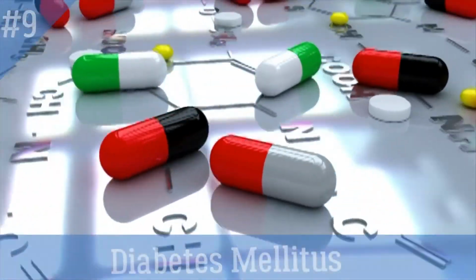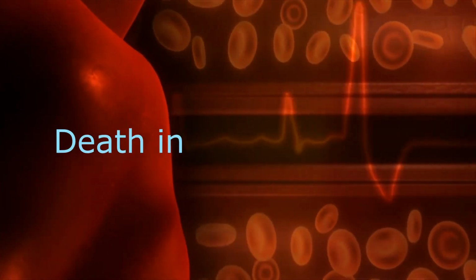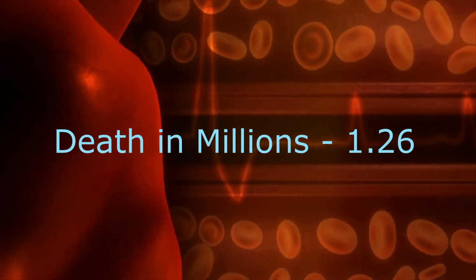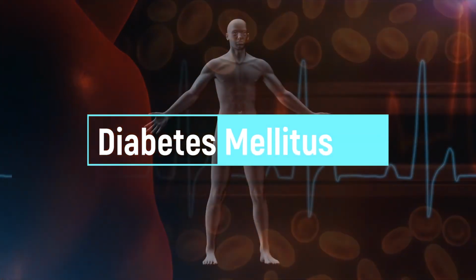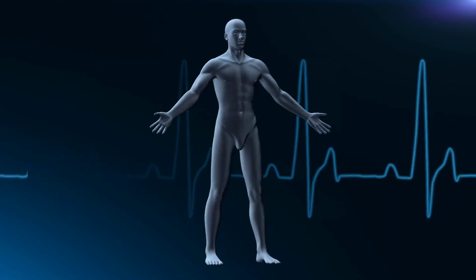Number 9. Diabetes mellitus. Diabetes mellitus, commonly known as diabetes, is a group of metabolic disorders characterized by a high blood sugar level over a prolonged period of time. Symptoms often include frequent urination, increased thirst, and increased hunger. If left untreated, diabetes can cause many complications.